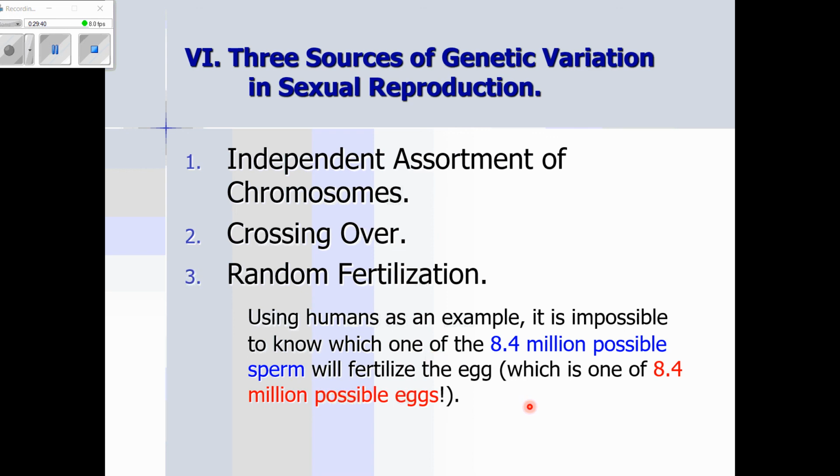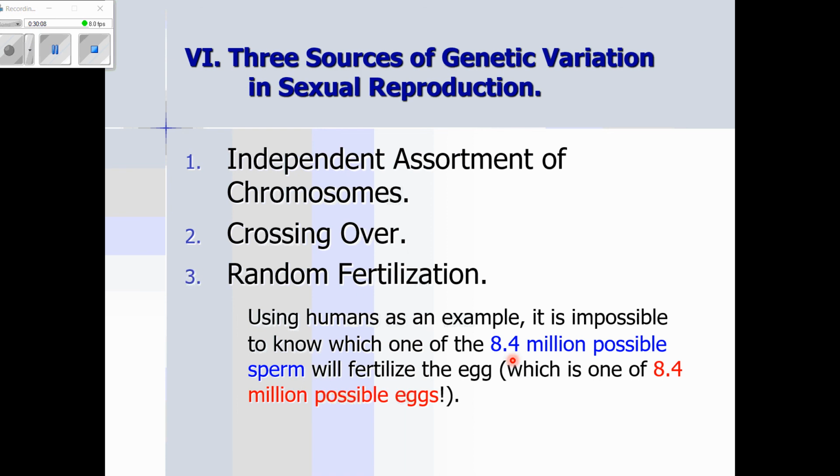When fertilization occurs, you have literally millions of sperm. Remember, there's 8.4 million possible sperm that can be produced just by independent assortment alone. And then you multiply that times all the crossover possibilities, and this number becomes almost infinitely high, not really infinite, but it becomes a really, really big number of possible sperm.